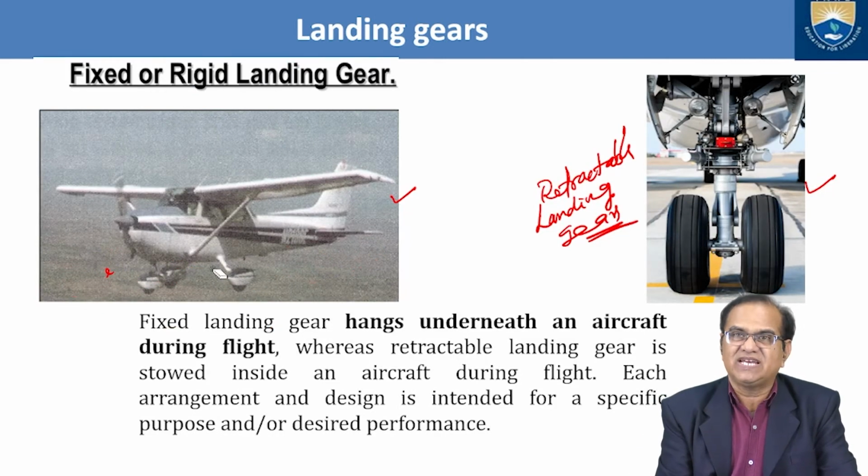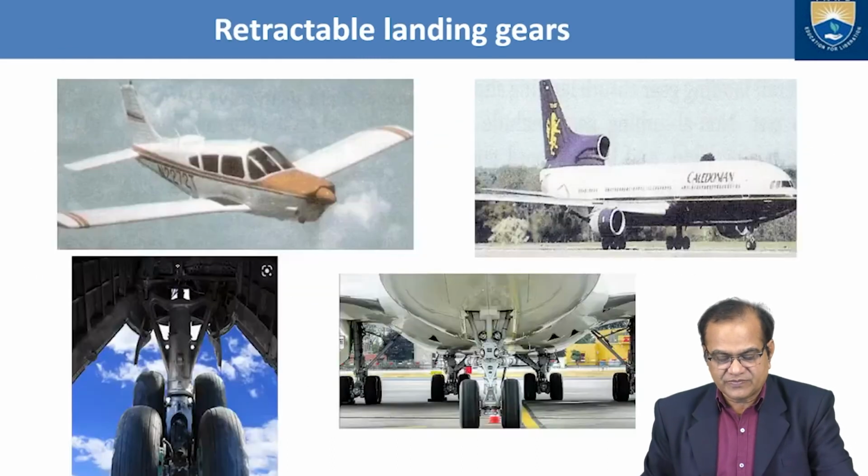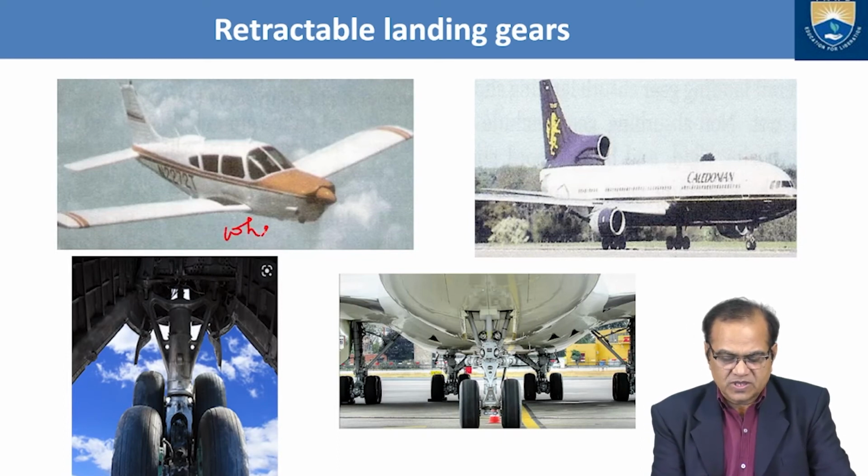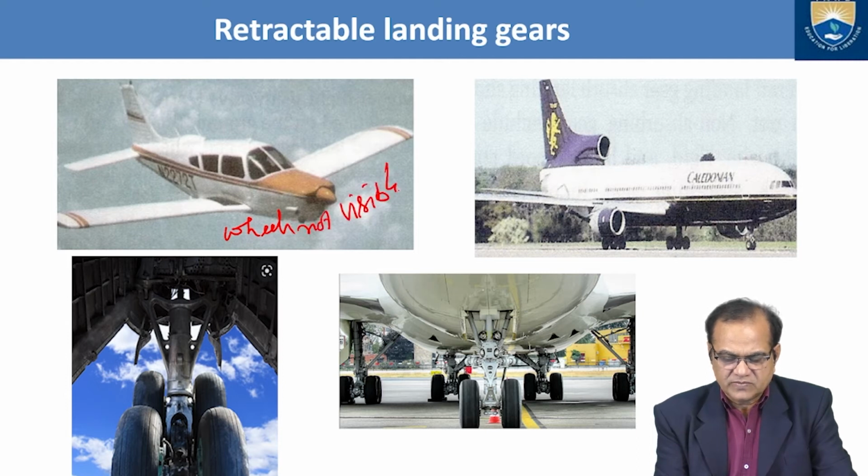It is a fixed one here. These are the fixed ones. This one. But if you see here, in this aircraft, wheels are not visible. Wheels not visible, so it is retracted.